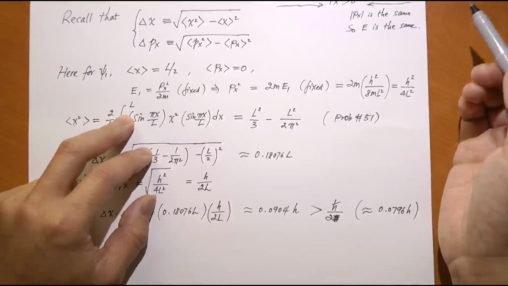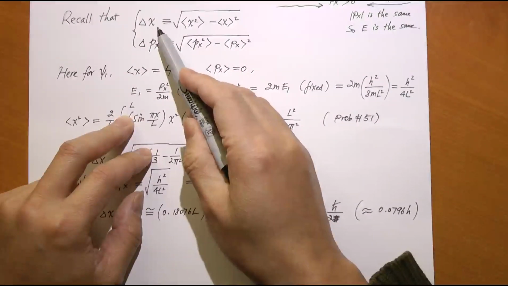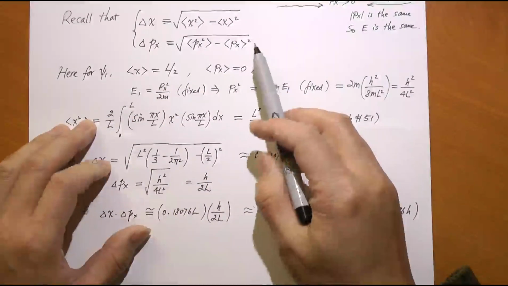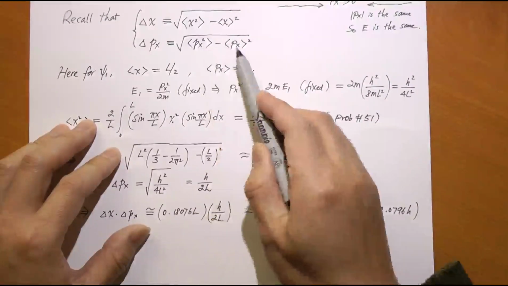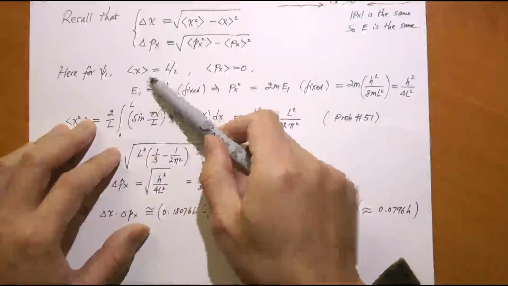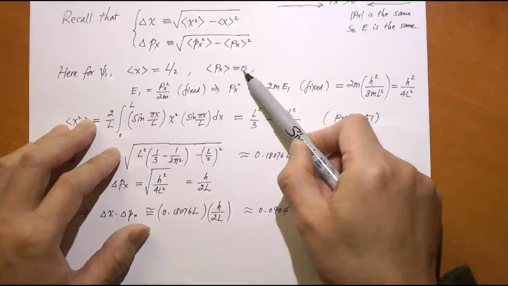Now, more precisely, we recall the definition of delta x and delta p. We did that when we introduced the most general definition of the uncertainty principle, okay, in the earlier part of this lecture. Here is how we define delta x, the RMS value, and delta px, the RMS value. We have four average values to calculate: x squared average, x average, px squared average, and px average. And out of these four, I already know two. X bar is L over 2 for the ground state. We already calculated that. Px bar is 0, okay?